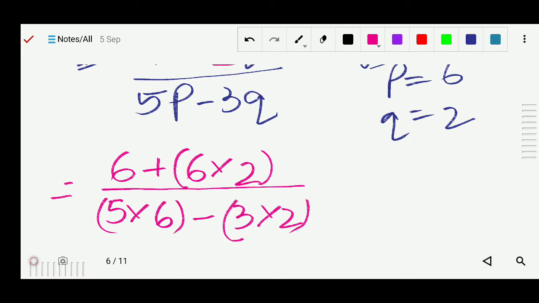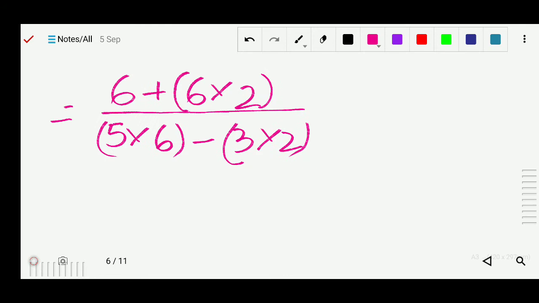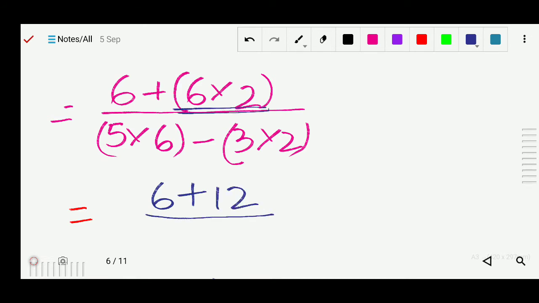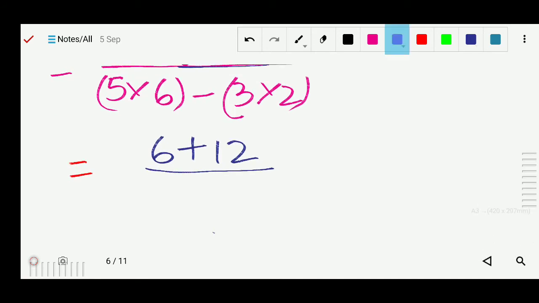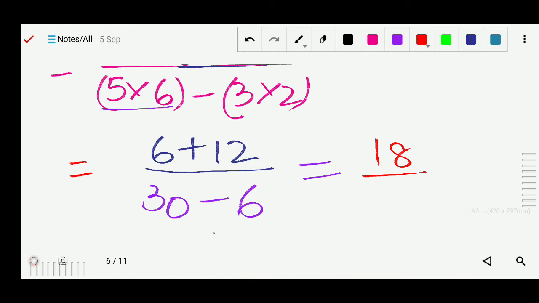So now next we will solve. So now further it will be 6 plus 6 into 2, it will be 12. Okay, now next, 6 here in the denominator part, 5 6s are 30. So write 30, sorry, here is the minus sign, minus 3 2s are 6. So write here 6. Now we can solve it. 6 plus 12, it will be 18, and 30 minus 6, it will be 24.